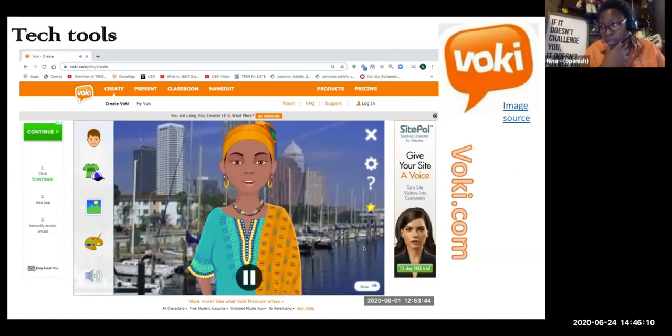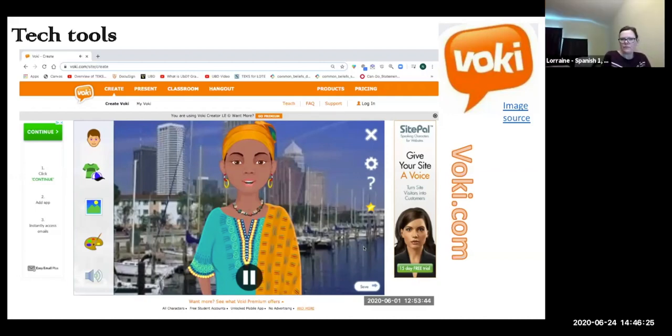I'm trying to think which language wasn't in there. There were at least 30 languages registered in Voki that you could choose from. The most typical and common ones are in there.